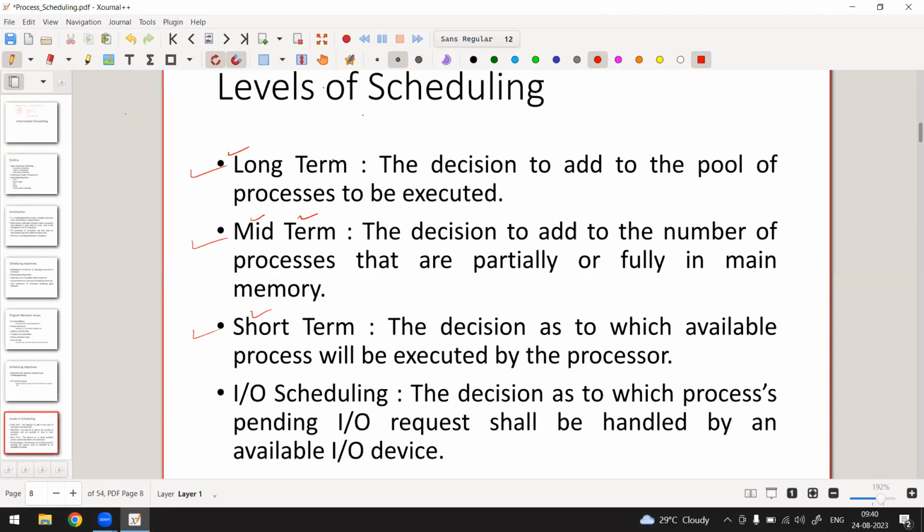Okay. And there is also a fourth level of scheduling: IO scheduling, which takes the decision as to which process's pending IO request shall be handled by the available IO device, right? You know there is a pool of IO devices, and there are some pending requests. So which request should be given to which IO device? That decision is taken by the IO scheduler. In general, these are the levels of scheduling.